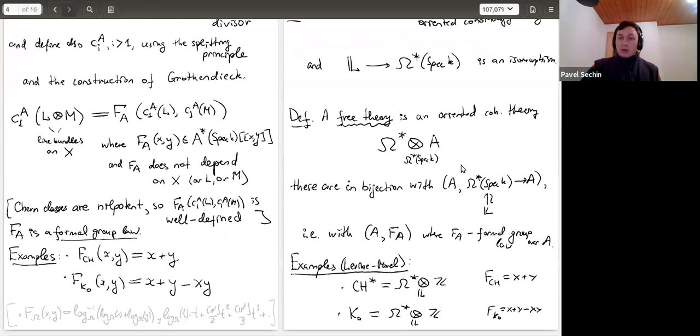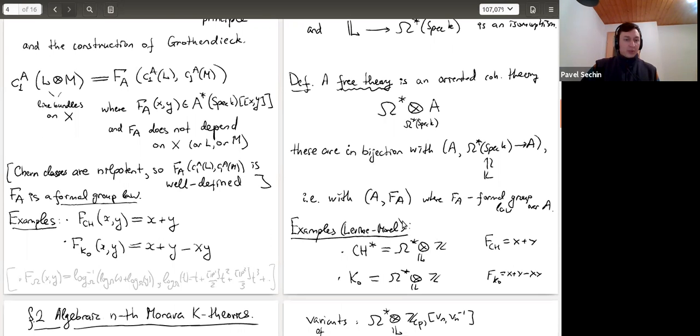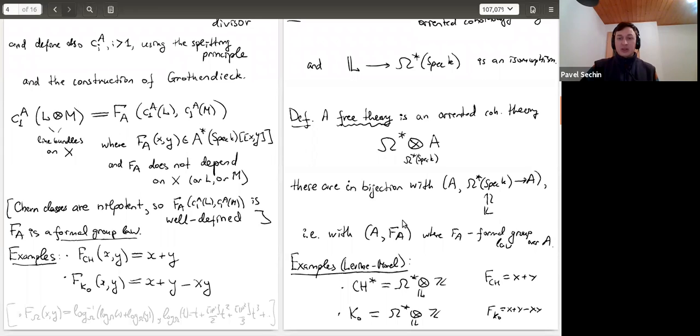Okay, so the Chow groups and K-theory are examples of free theories. So they can be obtained from algebraic cobordism by change of coefficients. But we would be interested in other cohomology theories obtained from algebraic cobordism using this construction. Great.